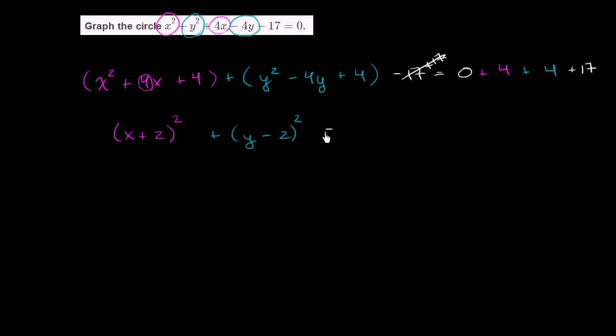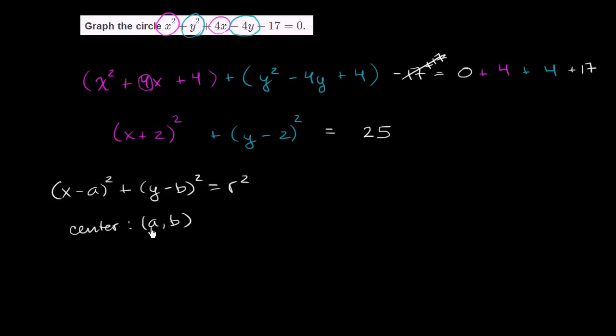So on the left, we're just left with these two expressions. And on the right, we have 4 plus 4 plus 17. Well, that's 8 plus 17, which is equal to 25. Now, this is a form that we recognize. If you have the form x minus a squared plus y minus b squared is equal to r squared, we know that the center is at the point a comma b, essentially the point that makes both of these equal to 0, and that the radius is going to be r.